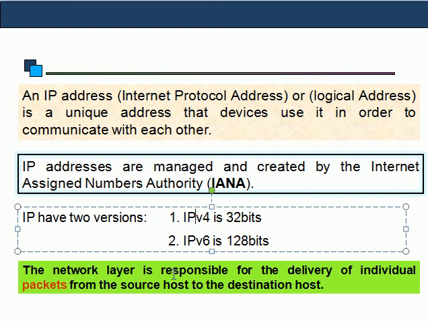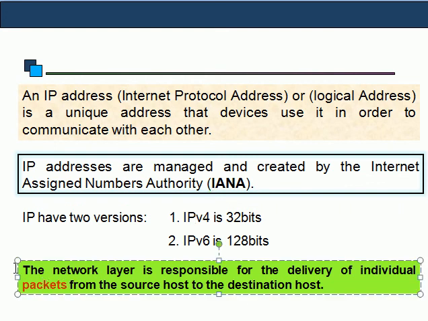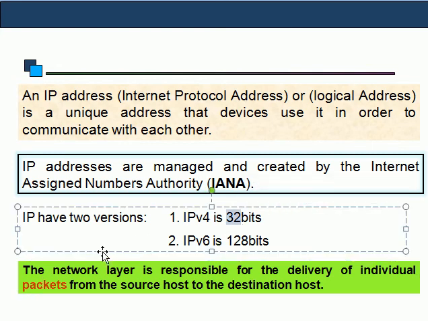So the network layer is responsible for delivering individual packets. This one we took in part 1 of this lecture. So from source to destination we deliver individual packets. These packets should contain an IP address. We will cover at the first part IP version 4, which is 32 bits. But we said this is not enough.